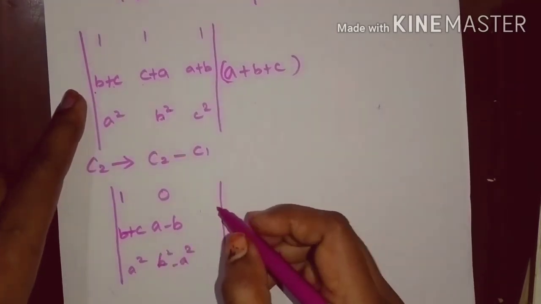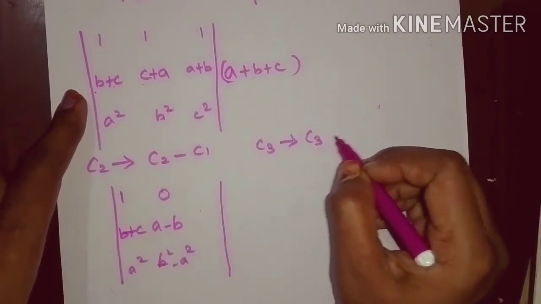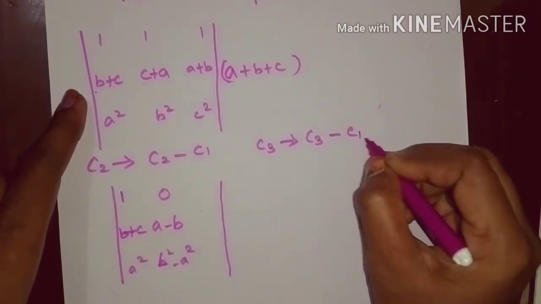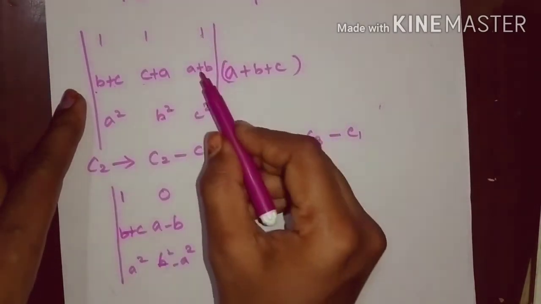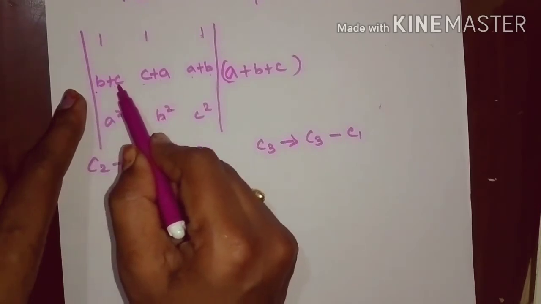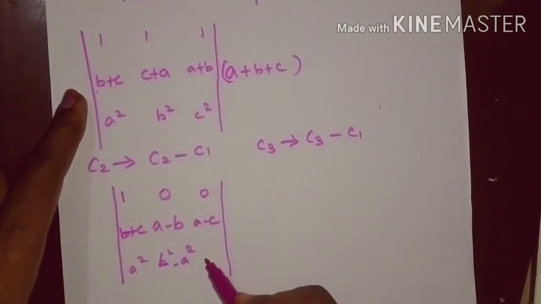And the last column, column 3, also changes as column 3 minus column 1. If you subtract column 1 from column 3, we will get again 0 here, then a plus b minus c. So we will get a minus c here, and c square minus a square.